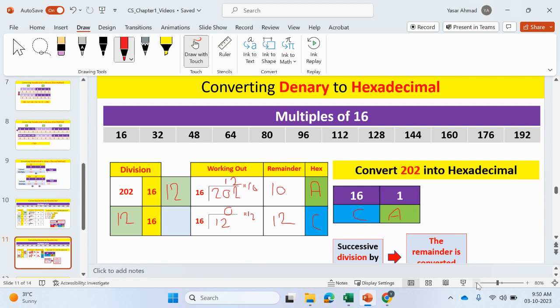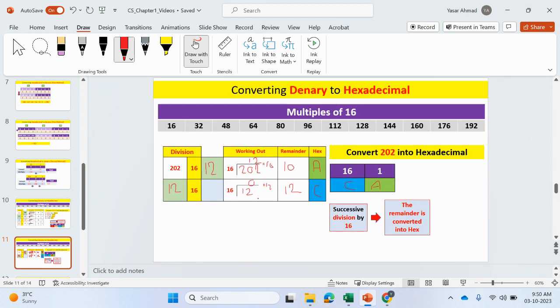I hope, guys, that makes sense. I find it useful to write this little table down, multiples of 16. It just helps me to divide.